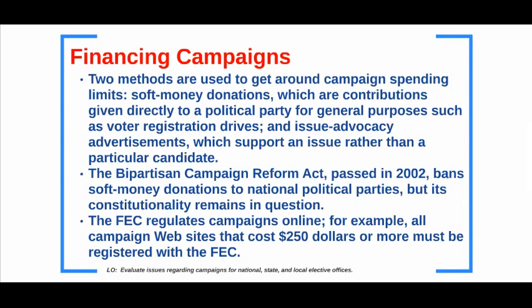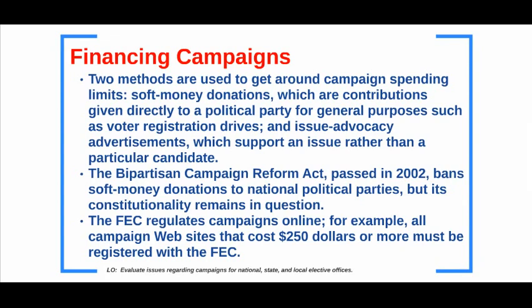Financing campaigns. Two methods are used to get around campaign spending limits. Soft money donations, which are contributions given directly to a political party for general purposes, such as voter registration drives, and issue advocacy advertisements, which support an issue rather than a particular candidate. The Bipartisan Campaign Reform Act, passed in 2002, bans soft money donations to national political parties, but its constitutionality remains in question.